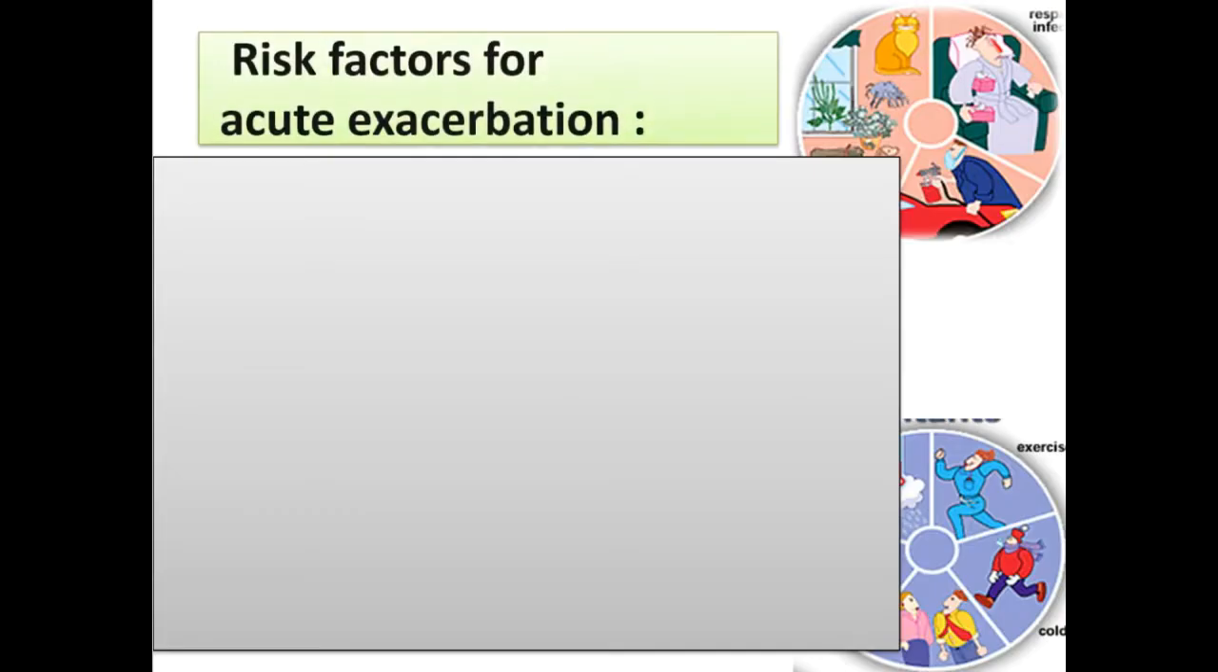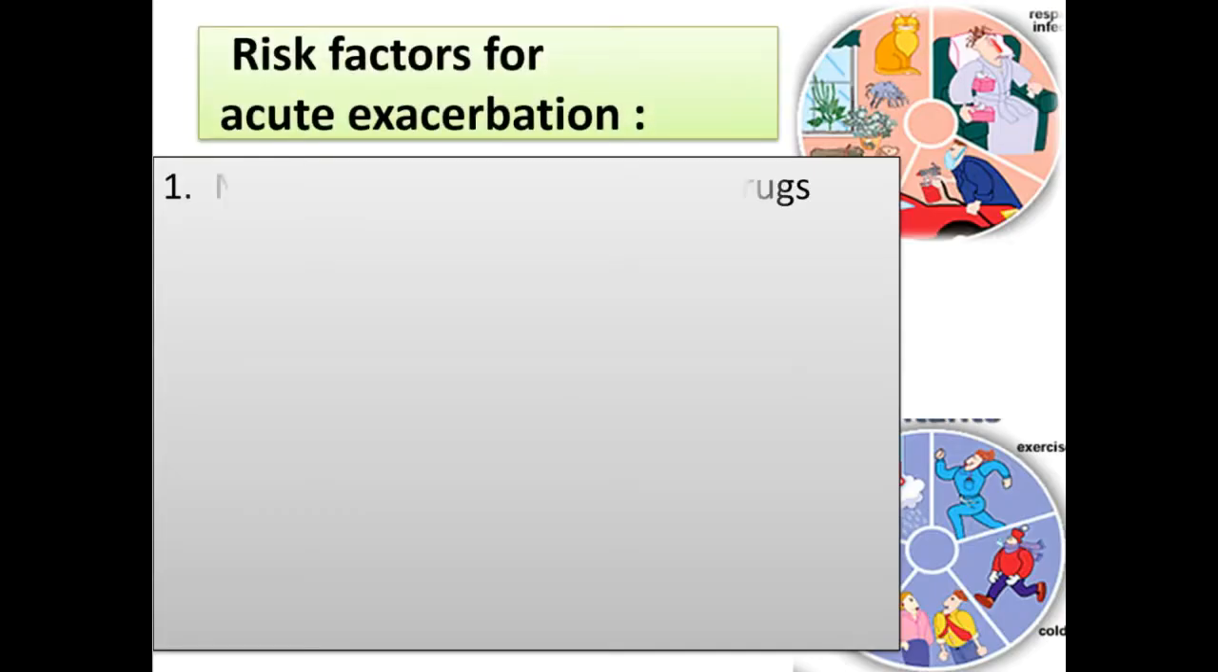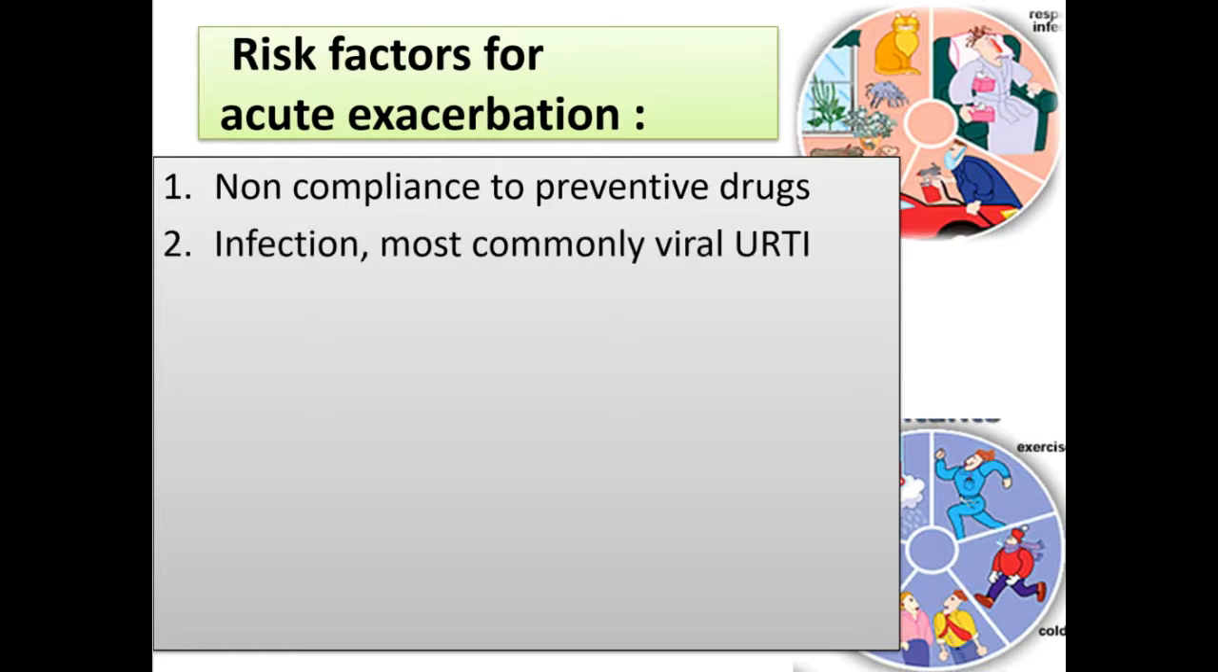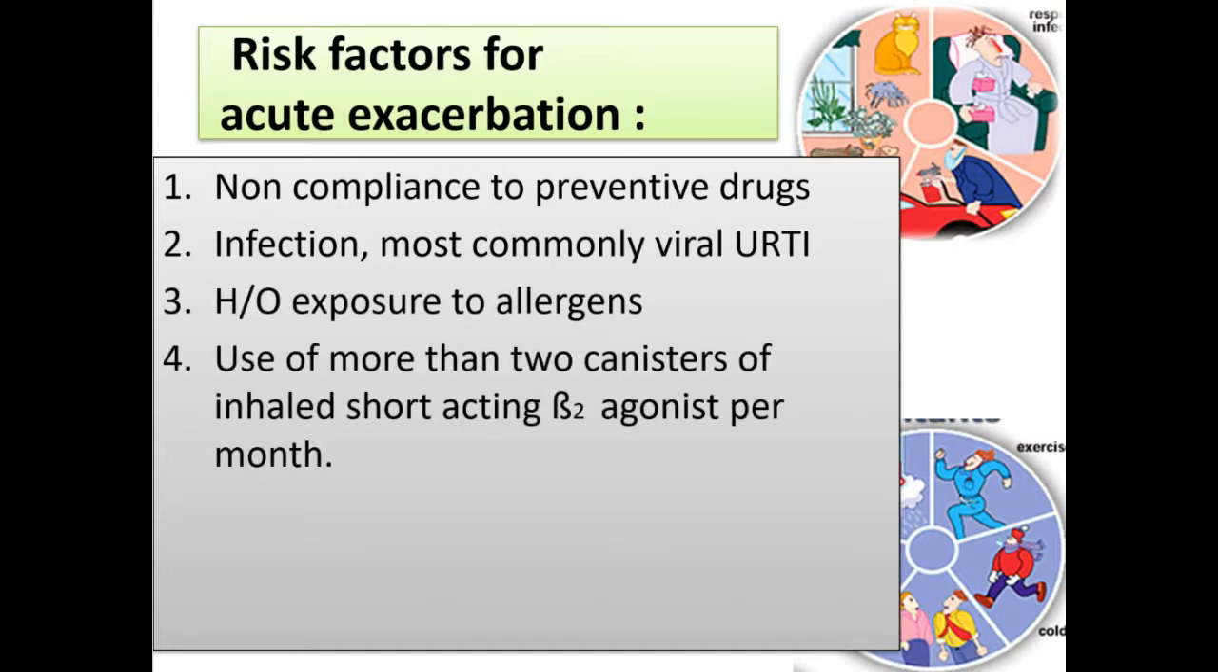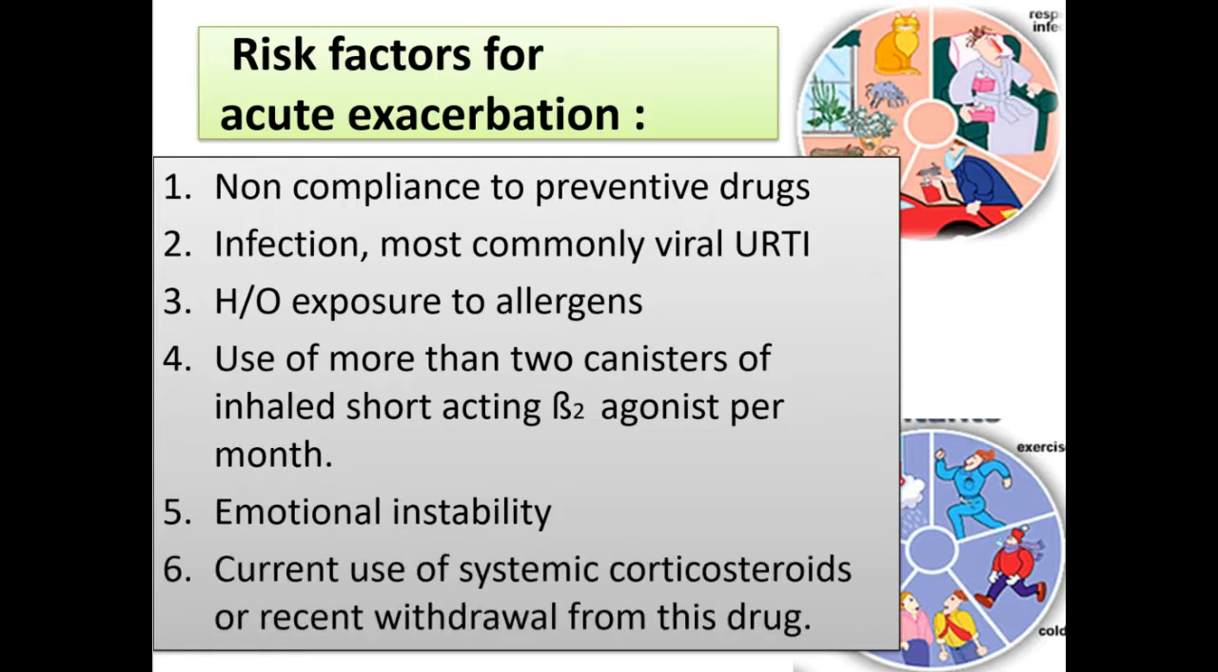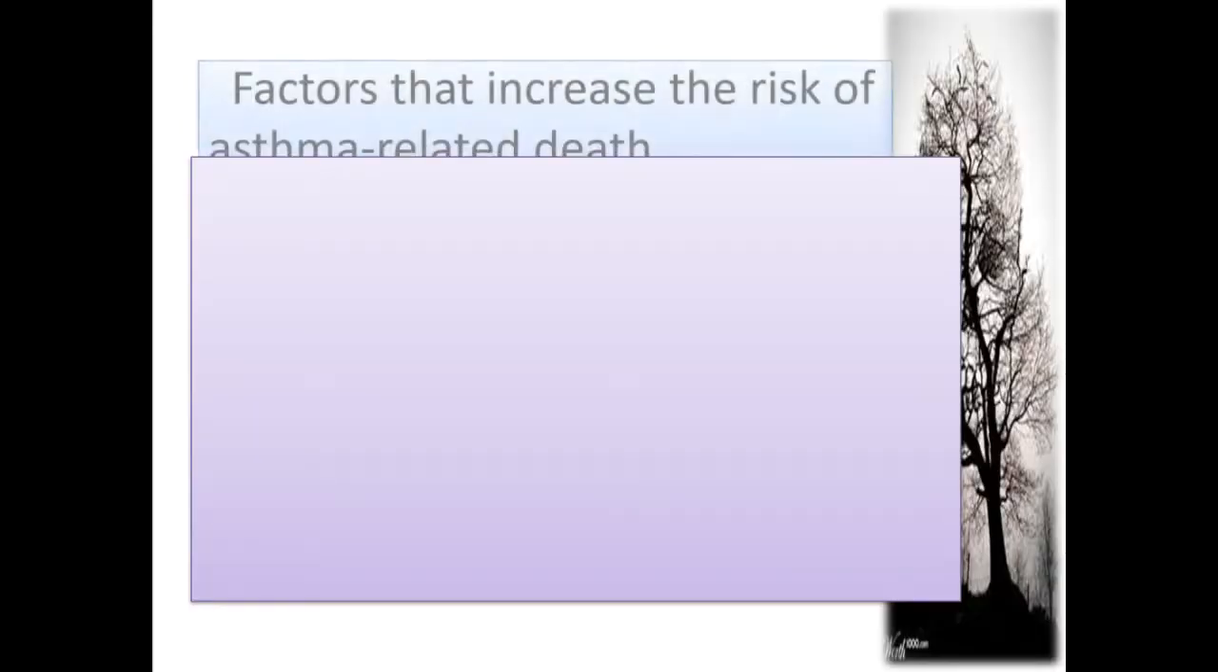Risk factors for acute exacerbation: non-compliance to preventive drugs; infection, most commonly viral respiratory tract infection; exposure to allergens; use of more than 2 canisters of inhaled short-acting beta-2 agonist per month; emotional instability; current use of systemic corticosteroids or recent withdrawal from this drug.